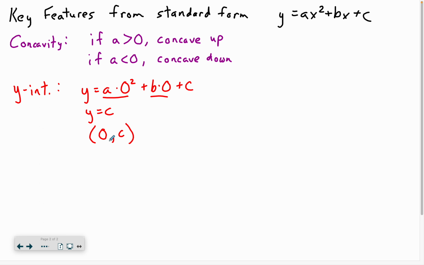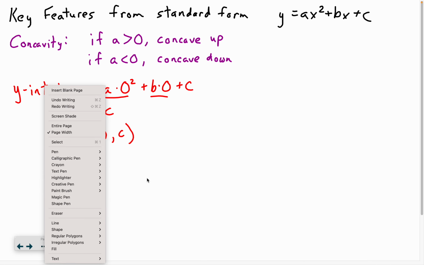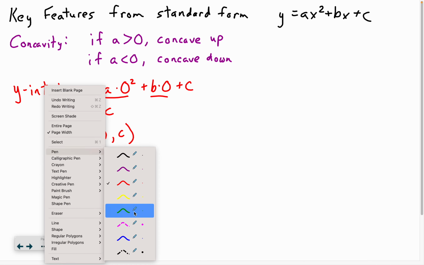I want to see the ordered pair 0 for x, c for y. Don't just say c or y equals c. It's 0, c. So this is even easier than it was in vertex form. Same idea, let x equal 0, but the first two terms cancel out, and you're always just left with c. Always, every single time in standard form.